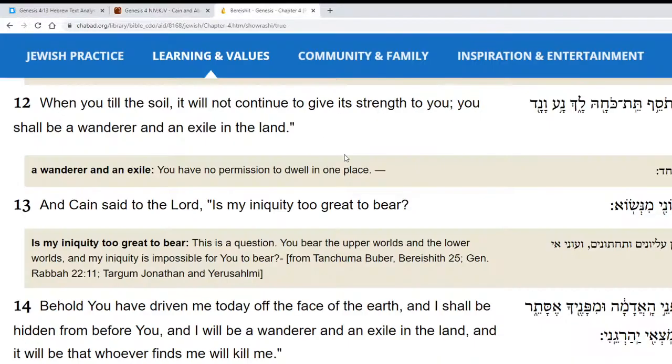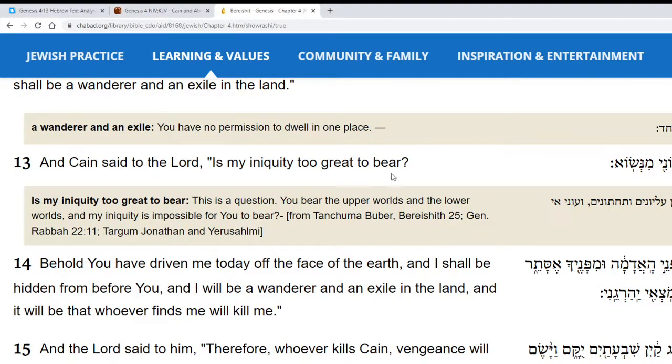Okay? And is it going to be a trifecta? And Cain said to the Lord, is my iniquity too great to bear? And yeah, you'll, oh, okay. You can look at the Rashi there. I prefer this to bear here because the Hebrew does not make it clear who is bearing the sin.